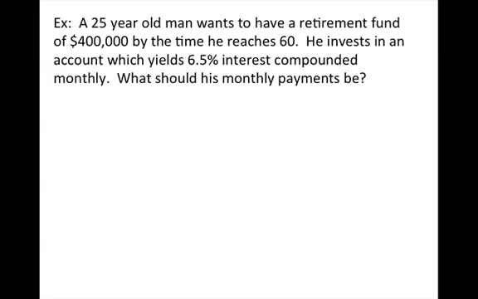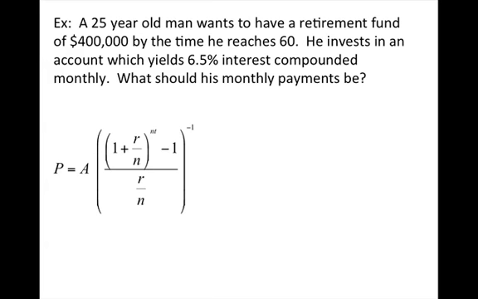So this is going to be our lesson 5.3 formula. Now I need to decide, am I looking for the final amount or am I looking for the payments? Since I'm looking for the payments, those monthly deposits, I'm going to use the formula P equals A times ((1 plus r over n) raised to the nt, minus 1, divided by r over n), and all of that is raised to the -1 power.